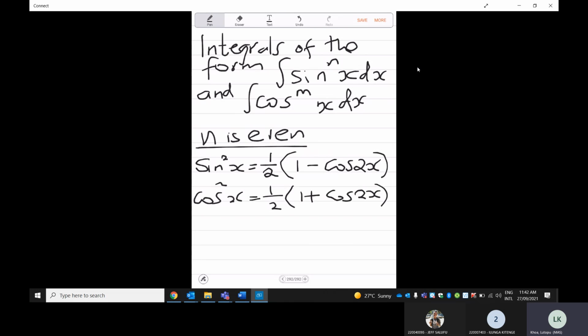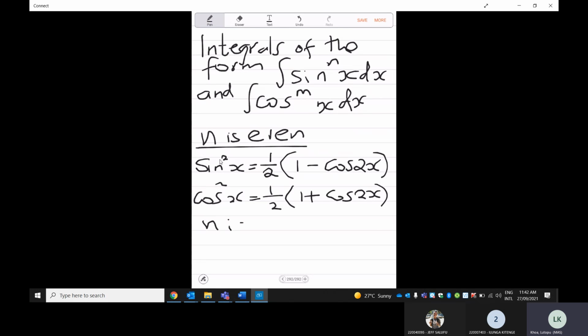So I hope you remember this identity from last semester. Depending on what n is, you have an even power. This is the identity you must use. And I'm sure you can see that integrating this is very easy because I can just multiply the half out. So I have half minus a half cos 2x, and the integral of cos 2x is sine 2x divided by 2. So that's easier to integrate than what we have over here. So that is when n is even.